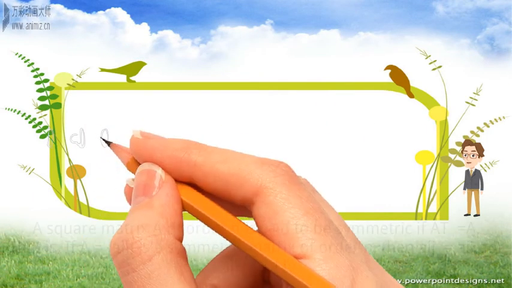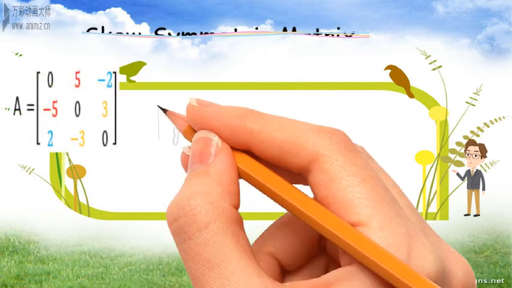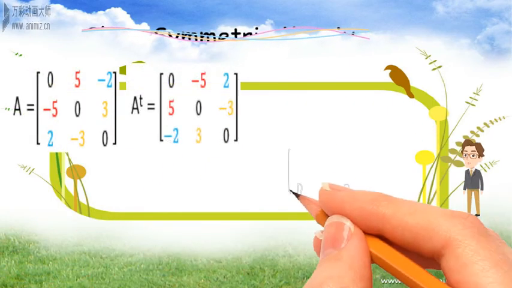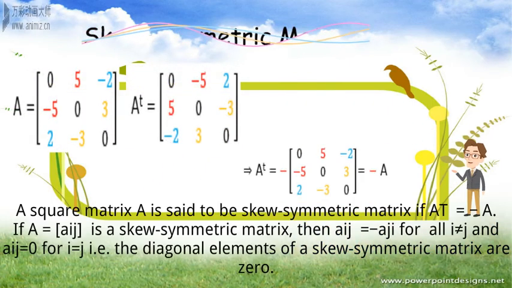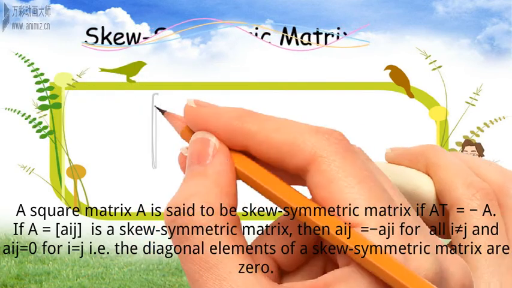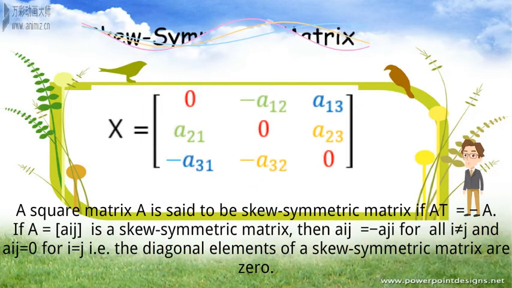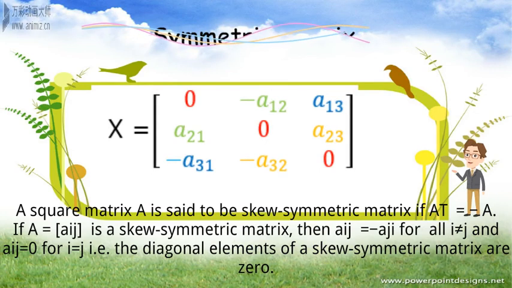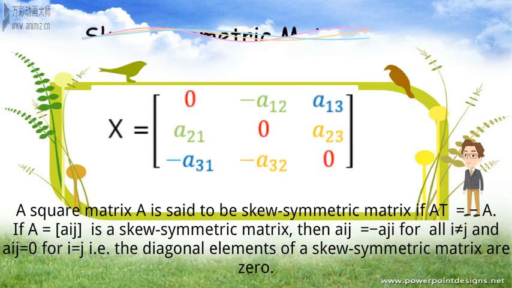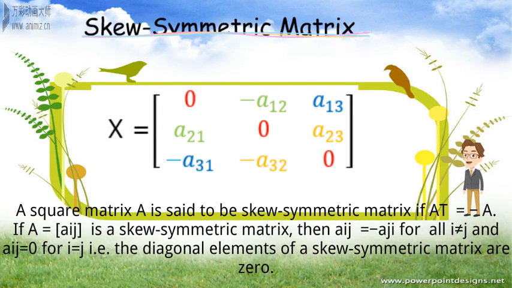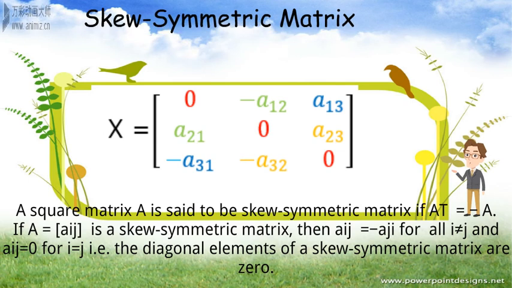A square matrix A is said to be skew-symmetric matrix if transpose of A is equal to negative A. If [aij] is a skew-symmetric matrix, then aij = -aji for all i ≠ j, and aij = 0 for i = j. That is, the diagonal elements of a skew-symmetric matrix are 0.